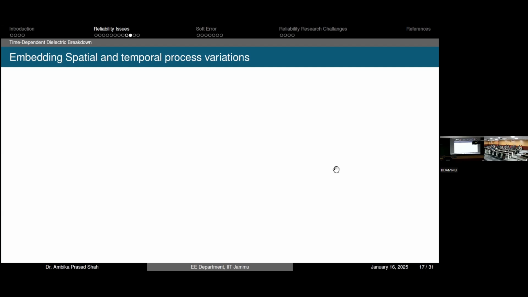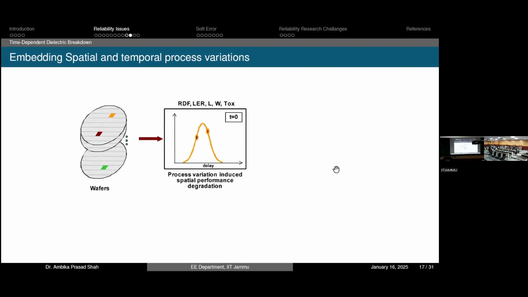So this is possible. There must be some recovery, and because of that, it can be recovered back. But once the permanent shift is more than the required one, it will break down the device. Okay. So if you try to embed all these things, this is really a very important diagram actually.